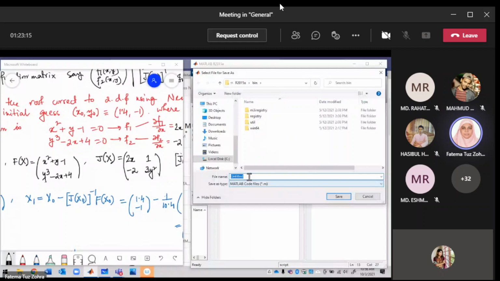This one is Newton, representing the Newton method.